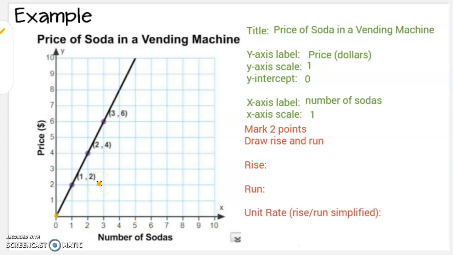But I'm going to pick 2 points that are close together, okay? So I'm going to pick 1, 2, and 2, 4. So I did my triangle. I went up and right. The reason why I went up first is because my line is positive, right? When my line is positive, I go up and then right, okay?